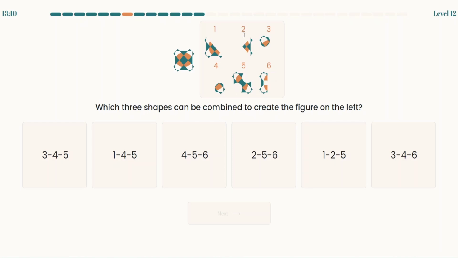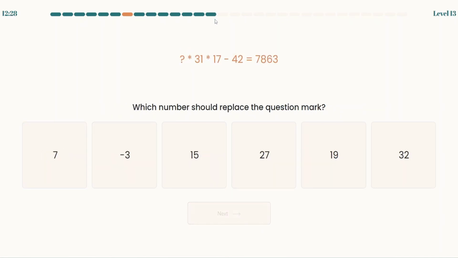It's not 1 and 2 because there's nothing to combine with them. And it seems like it has to be 3, 4, 5, but I don't know if I'm allowed to rotate them or not. Because this is in the top left, and this is in the bottom right. Oh, but there's nothing in the middle. I mean, I guess I am allowed to rotate, so 3, 4, 5. Let's see if it's correct. Oh, you're allowed to rotate.